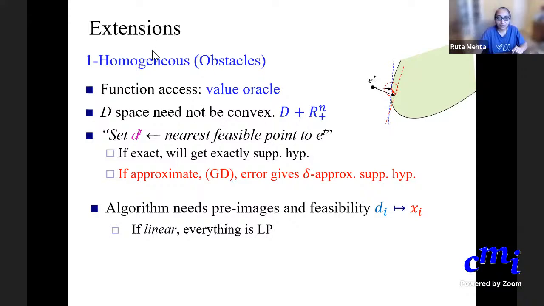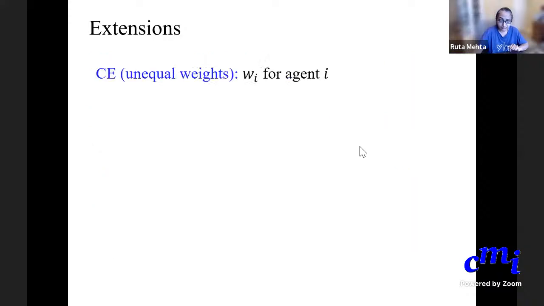When we go to one homogeneous, the first obstacle is that the function is not given explicitly. It's oracle access to the function, because we are allowing arbitrary one homogeneous functions. So then the space of feasible disutility values or plane values is not convex. We have to make it convex first, and it's not easy to find. Each of the steps becomes really complicated, like finding the nearest point. In each of them, you're going to incur errors, and you have to handle all of those errors.